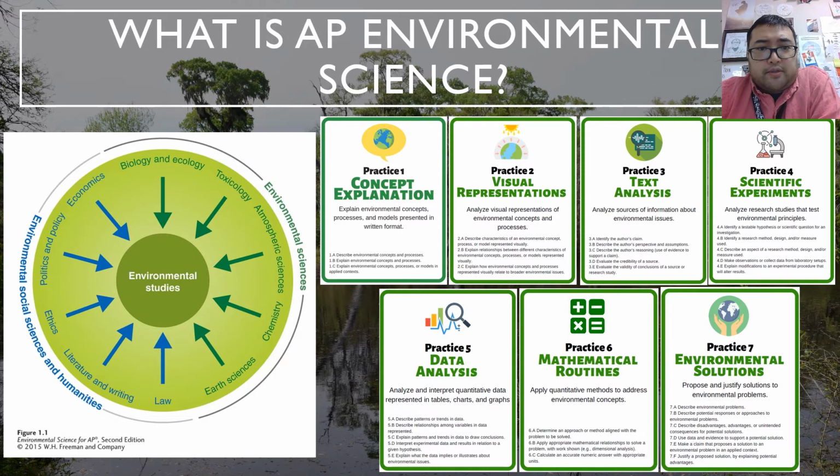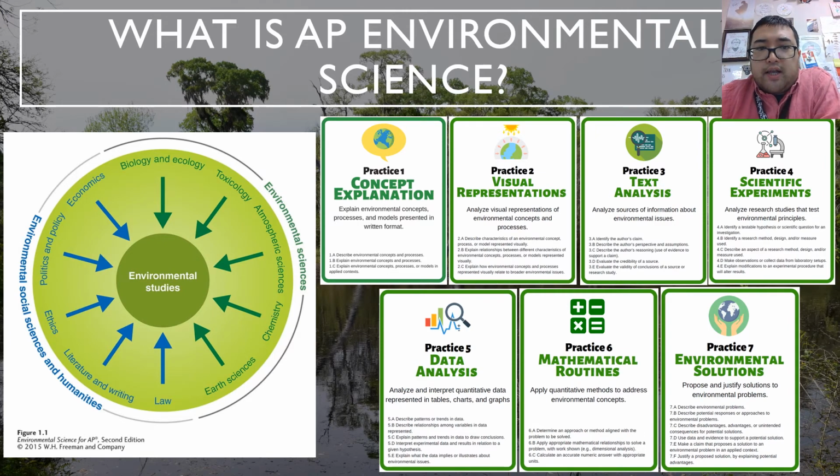So what is environmental science? Again, environmental science includes everything. It has the science aspect as well as social science and humanities. So we're going to learn about biology and ecology. We're going to learn about toxicology, atmospheric sciences, chemistry, earth sciences. And again, we need to understand economics, politics and policies, ethics, the right and wrong, literature and writing, and the law in order to truly grasp environmental science.